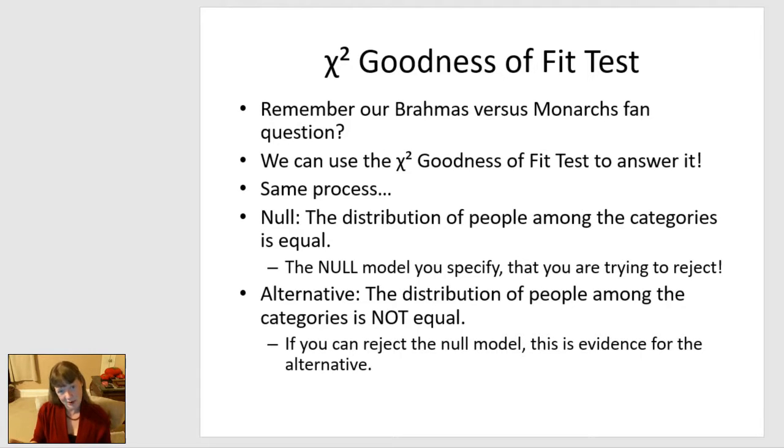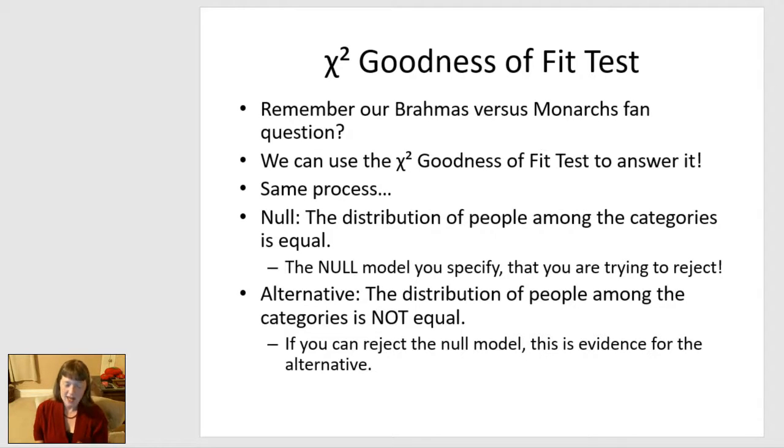It's poor grammar. It should be how well that model fits, but it's still called the chi-square goodness of fit test. So I'm going to go ahead and use the poor grammar and say, we're going to check to see how good a null model fits. Basically, the null hypothesis says that the distribution of people among all of your categories is going to be exactly the same.